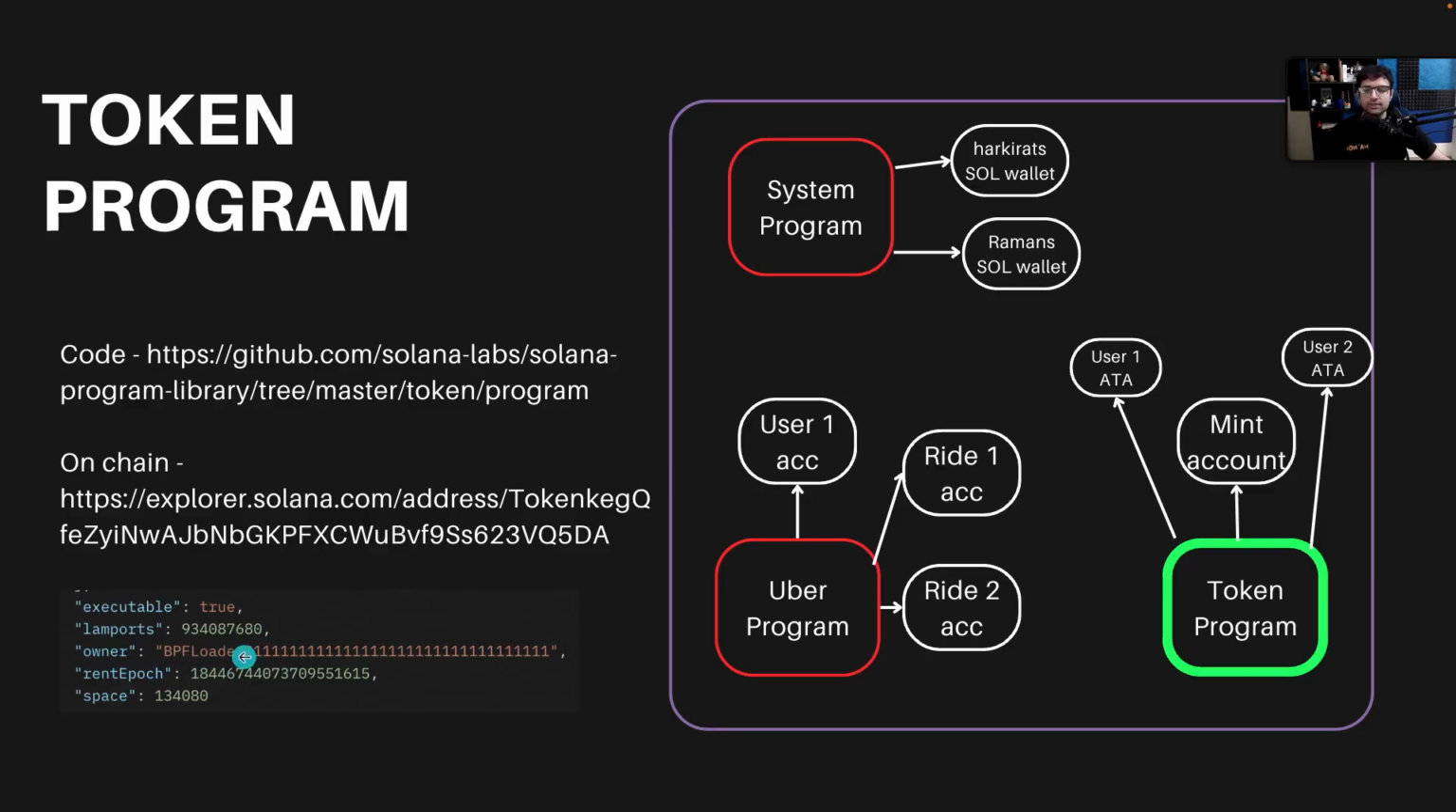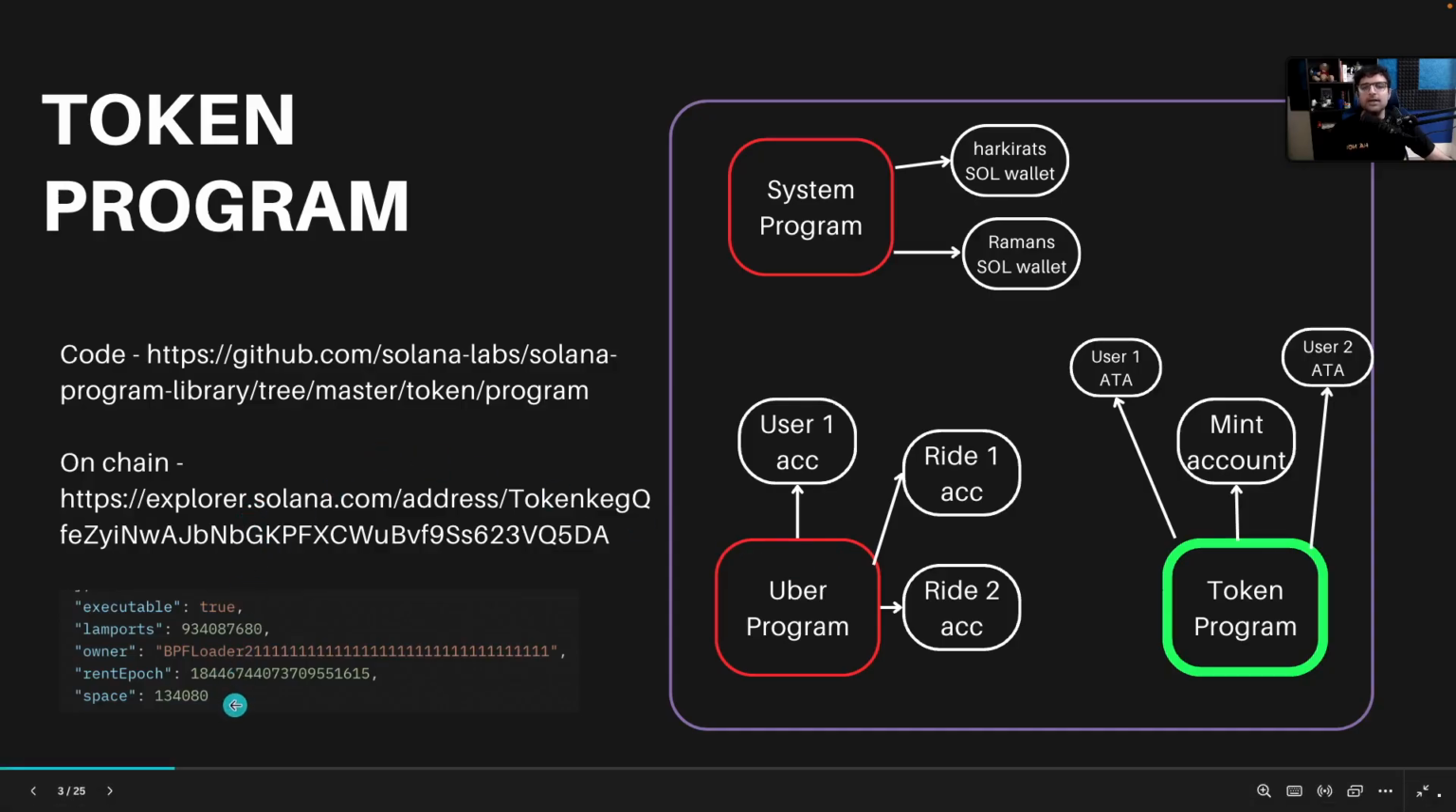Who is the owner of this? I told a while back, all of these are owned by the BPF loader. What is the BPF loader program? This program right here. This is the program that lets you send new programs on the Solana blockchain. It is a program, a native program similar to the system program. BPF loader is a native program. All of these are owned by the BPF loader. You interact with this program anytime you want to create a fresh smart contract, anytime you want to update an existing smart contract.